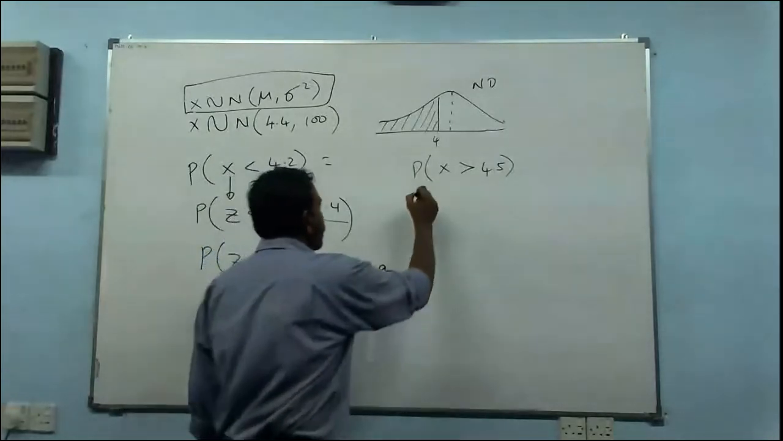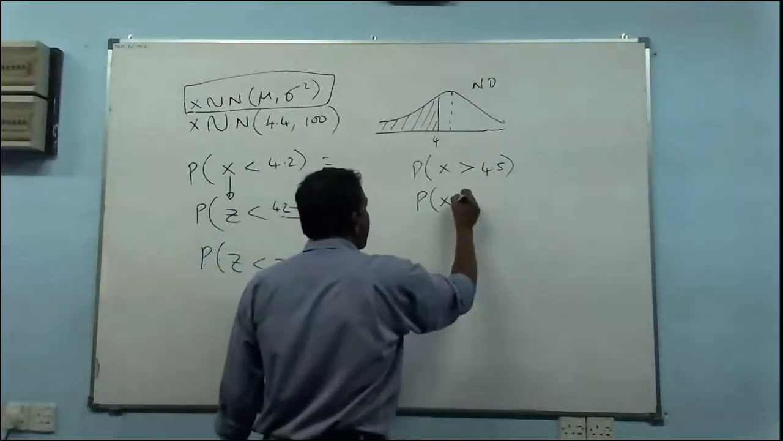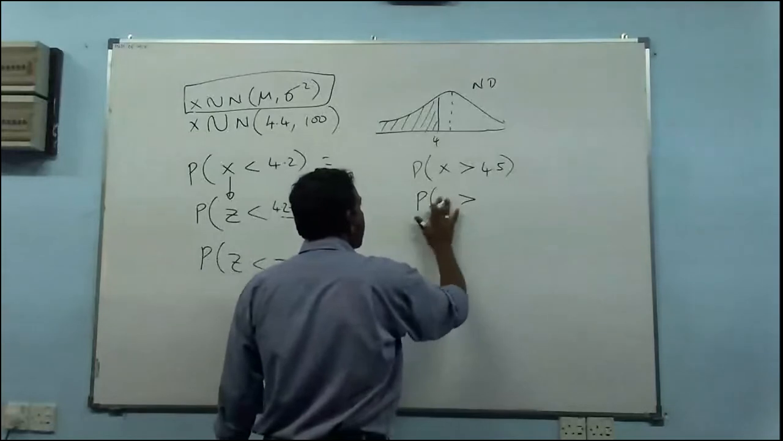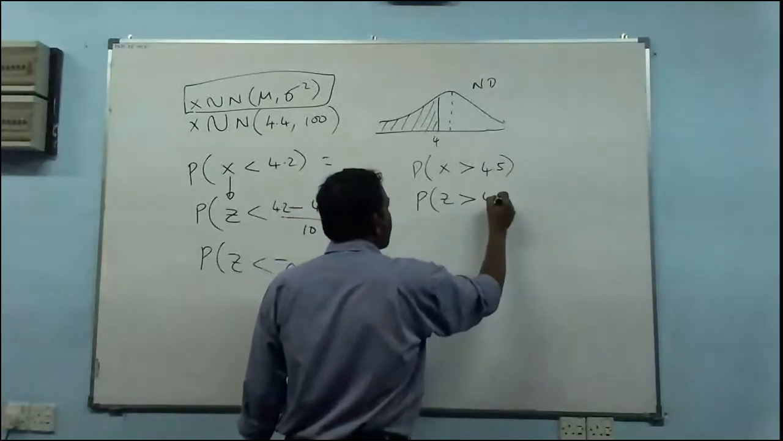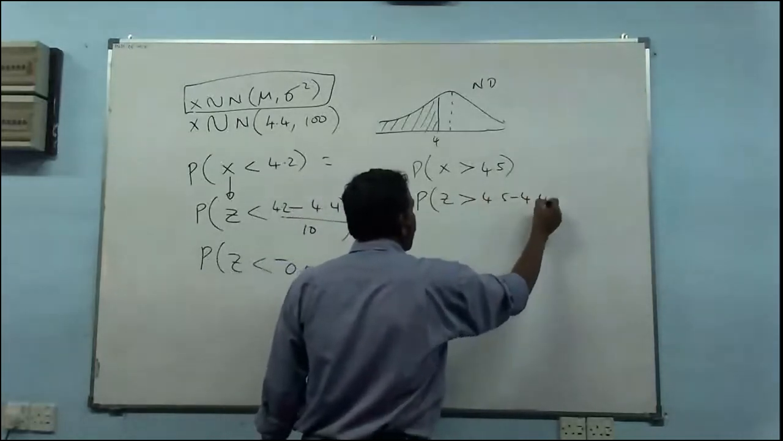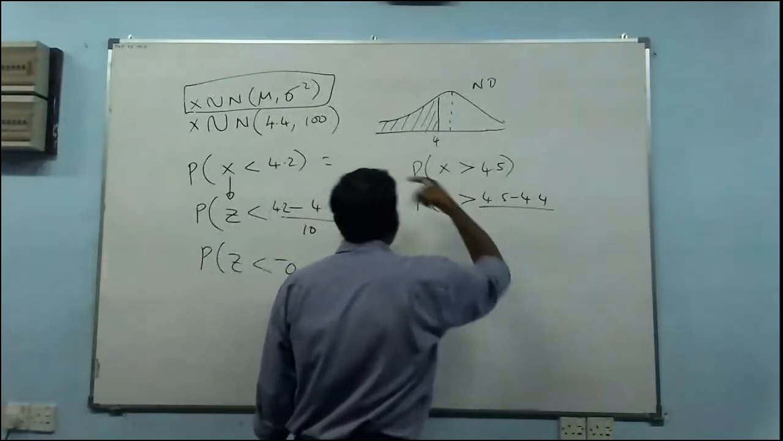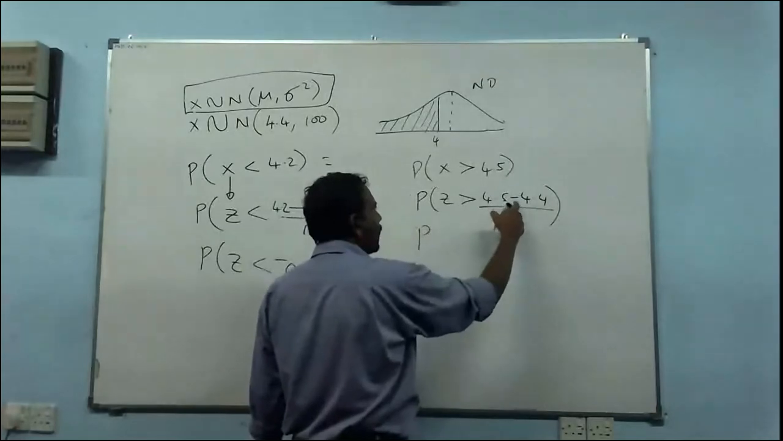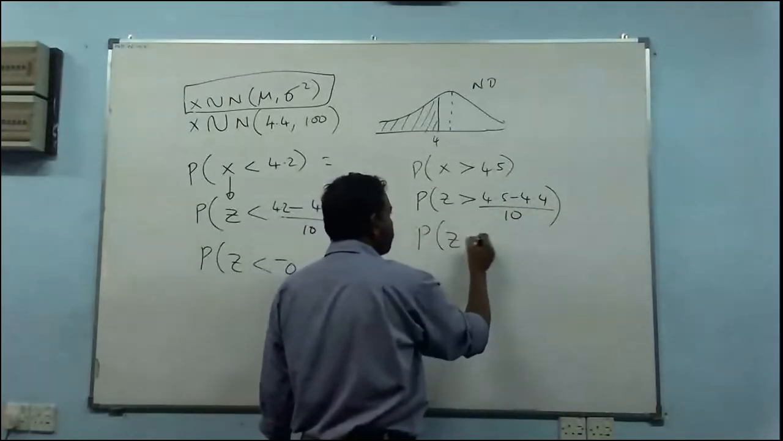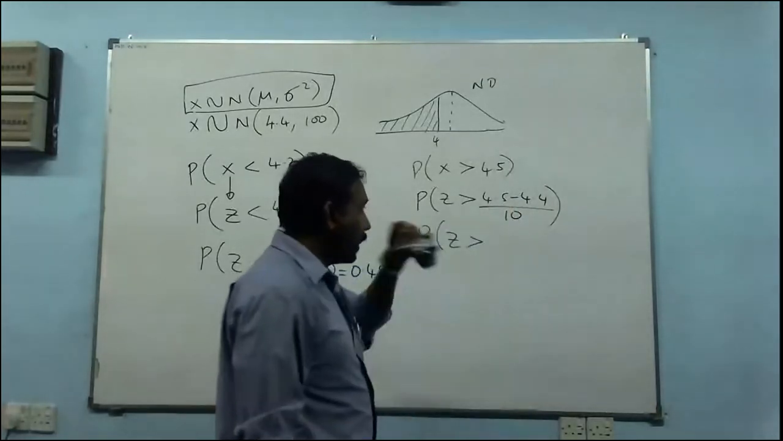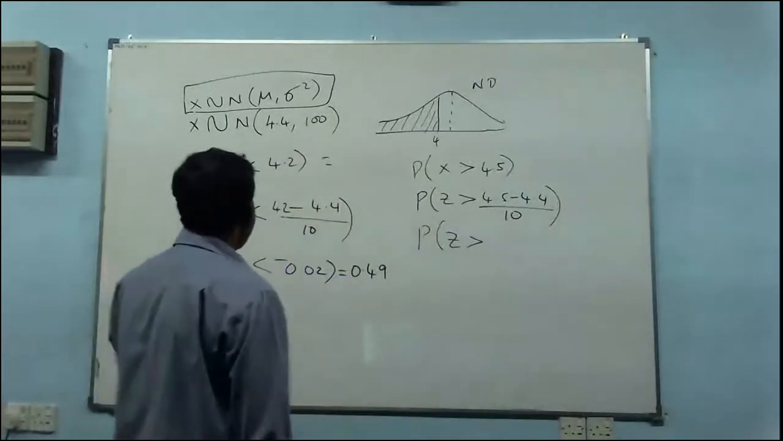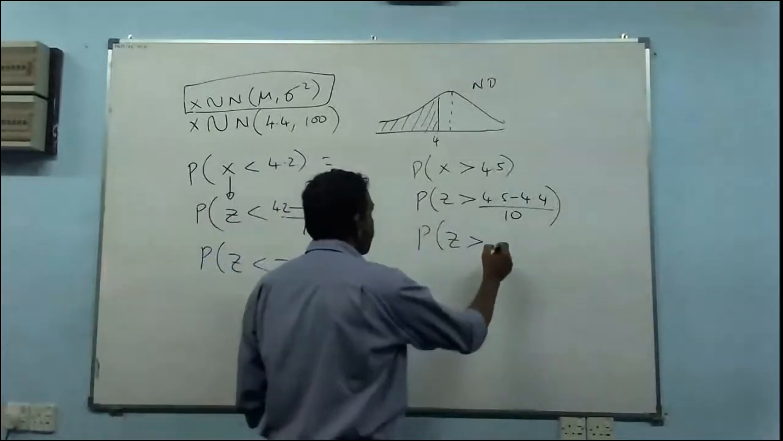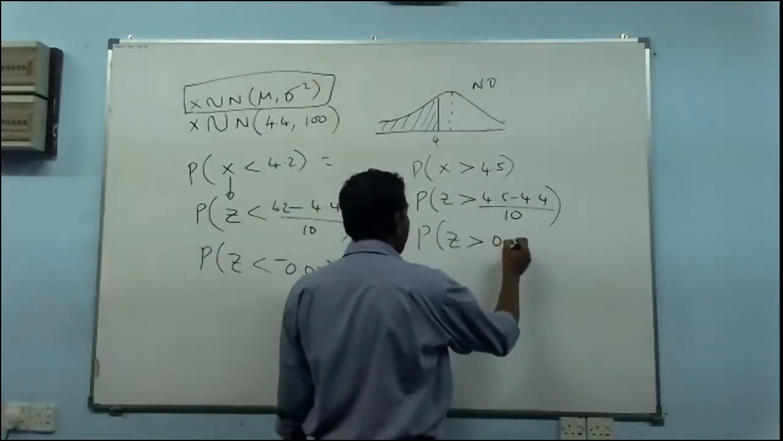Again, use the same concept, probability of Z greater than (4.5 minus 4.4) divided by 10, 0. So what is the answer for that? Tell me, calculate and see. What is the answer for that? That is same as here. 0.01.